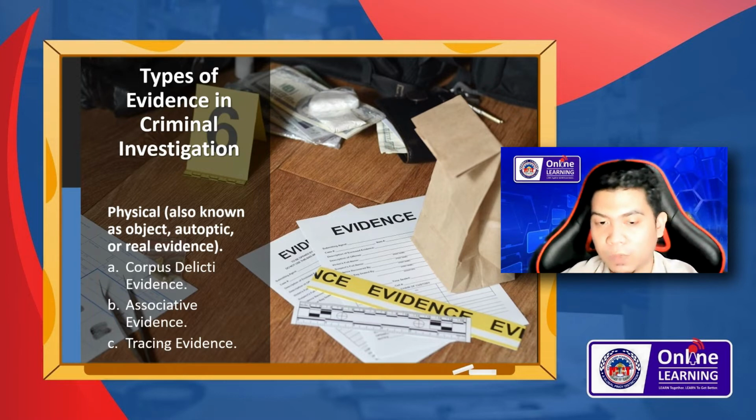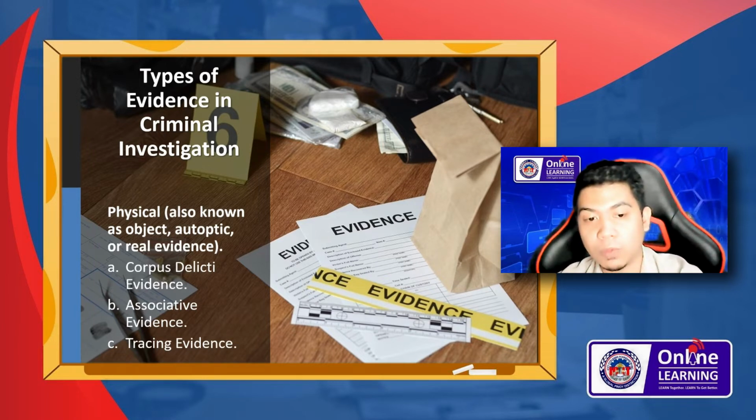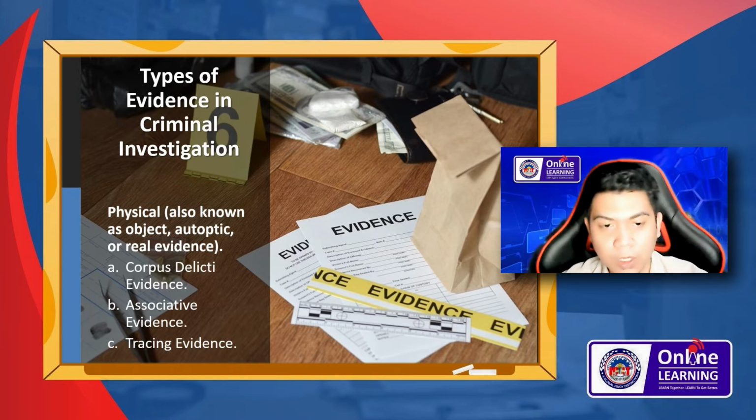So when we say associative evidence, ito naman po yung mga magli-link kung sino po yung taong gumawa ng crime na yun. Okay? And so when we say tracing evidence, ito naman po yung mga ebidensya na maglo-locate or magtuturo kung sino yung taong gumawa ng crime. Okay? So those are the physical evidences.